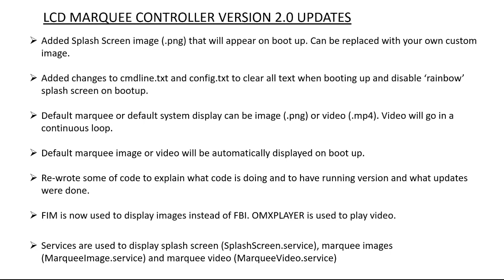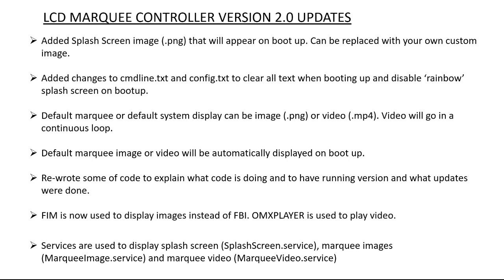So just to quickly go over what these updates will be, essentially in version 2, I added a splash screen image that will appear on boot up, and this splash screen image can be replaced with your own custom image. I made changes to the command line text and config text files that will clear all text, or most of the text, when booting up, and disable the rainbow splash screen on boot up.